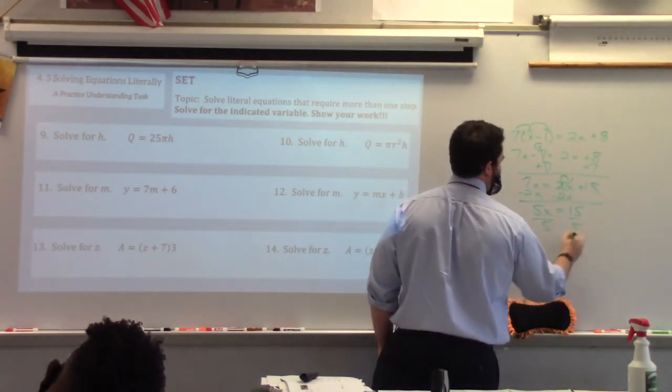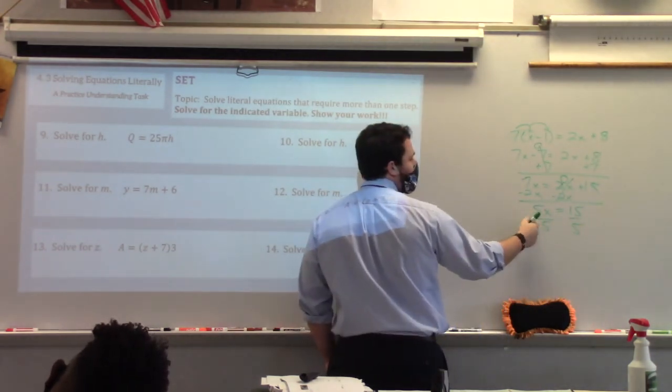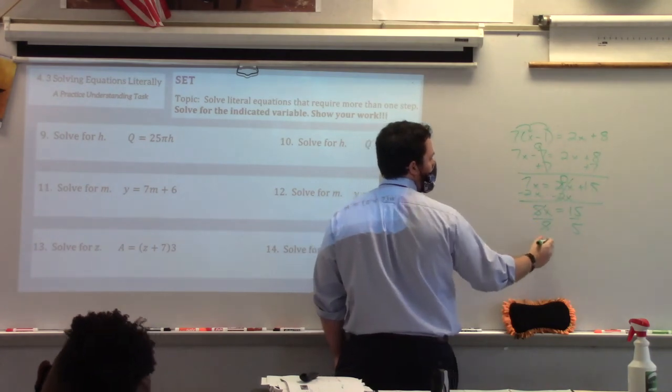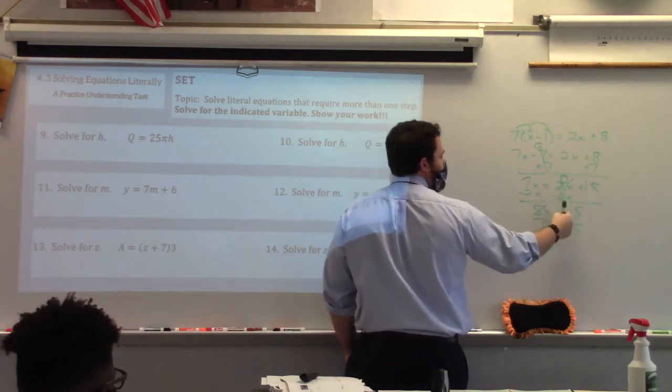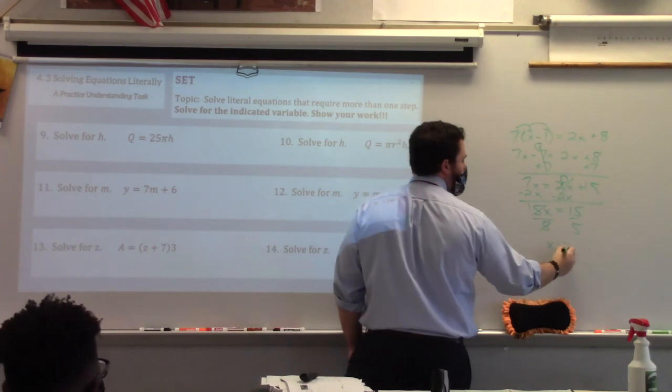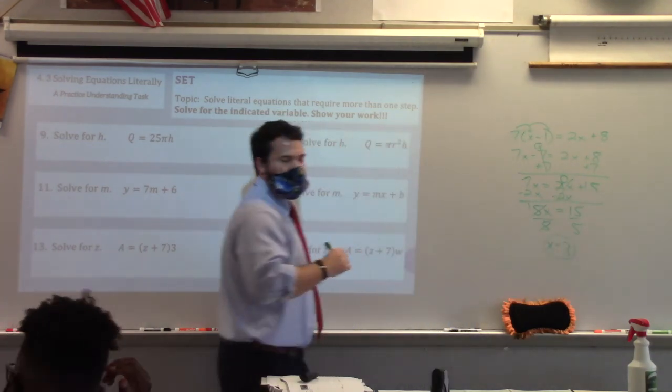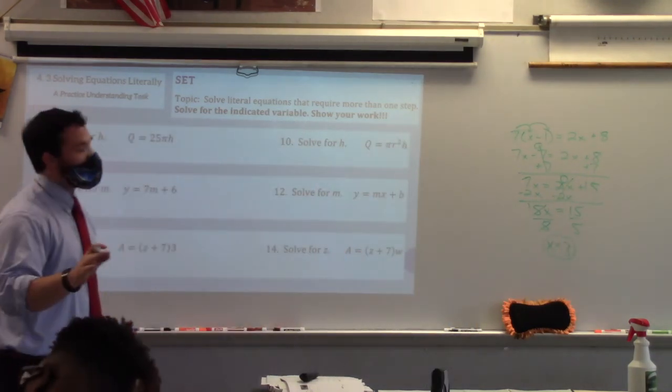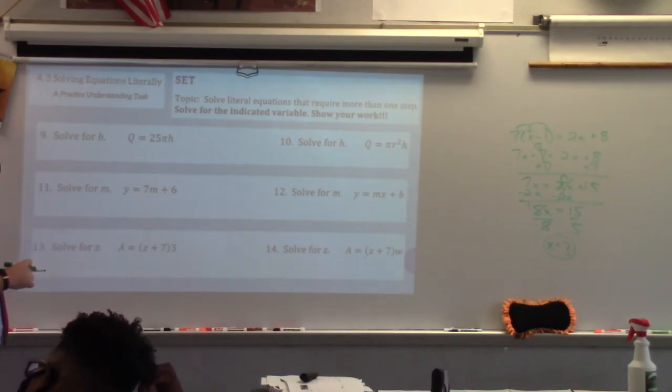3x. Not 3x. What's 5 divided by 5? 1. And 15 divided by 5? 3. So x equals 3, not 3x. x equals 3. Very radically different. You can't get upset about that.